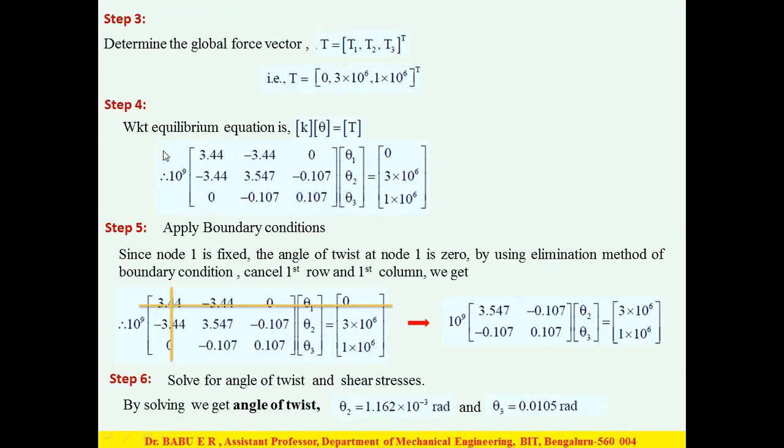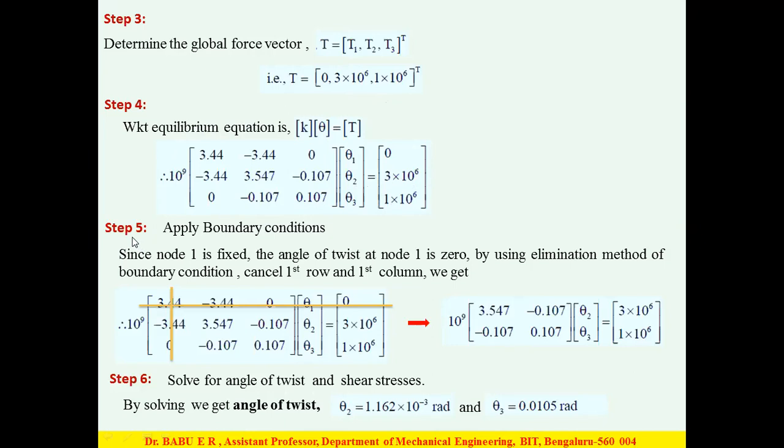So the next step, we have to write down the equilibrium equation, which is represented as K into theta equals capital T. You know the global stiffness matrix. Write down here theta, the angle of twist. We have 3 angles of twist: at node 1 theta 1, at node 2 theta 2, at node 3 theta 3, which equals the torque. So T1, T2, T3 is 0, 3 into 10 to the power of 6, 1 into 10 to the power of 6. So this is the equilibrium equation.